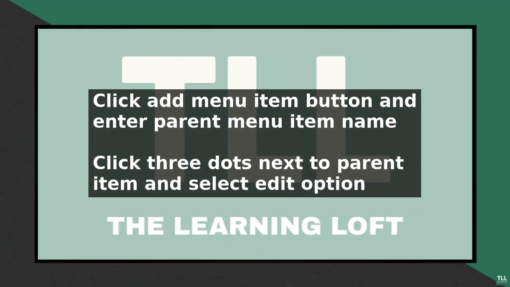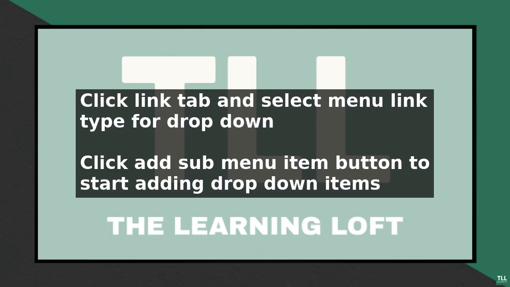Enter the name and link for each sub-menu item and click Add to save. Repeat this process to add all the items you want in your drop-down menu. Once you have added all the sub-menu items, click Save to save the changes to your menu item. The drop-down menu will now be live on your online store.